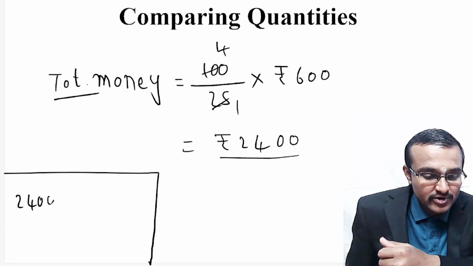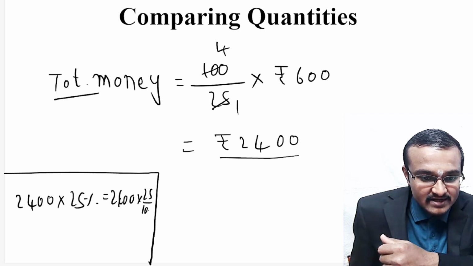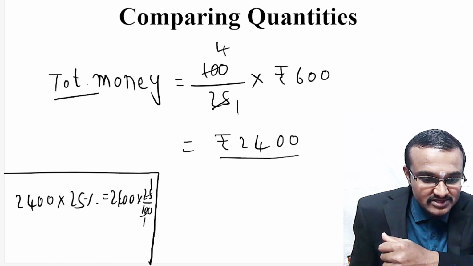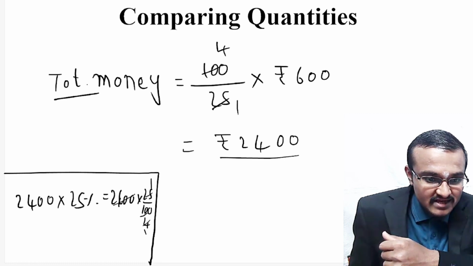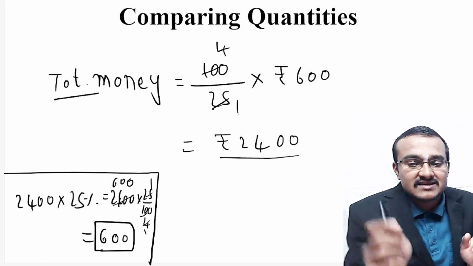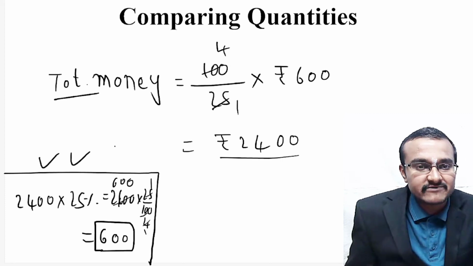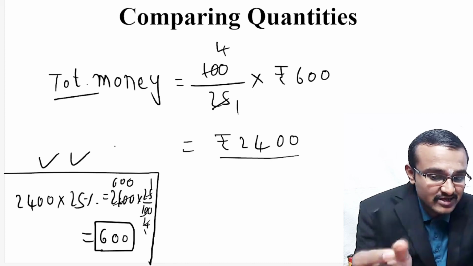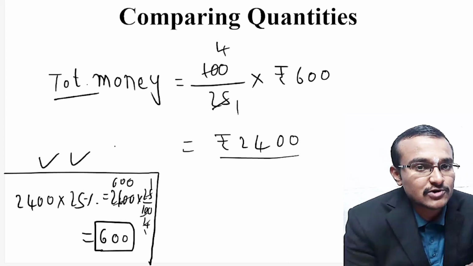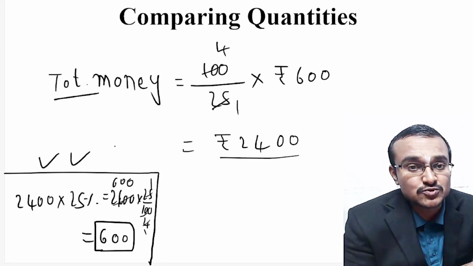So 2400 into 25% is equal to 2400 into 25 by 100. What is 25 by 100? 25 ones are 25, 4s are 100, so 24 into 25 by 25, that means you are again getting 600 rupees back. That means this 2400 is the correct answer. This is just the verification which I have done, so that you can easily know whether 2400 is the correct answer or not. So here the answer for this fifth question is rupees 2400.